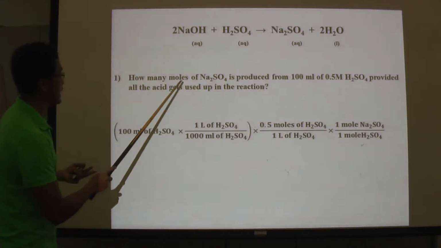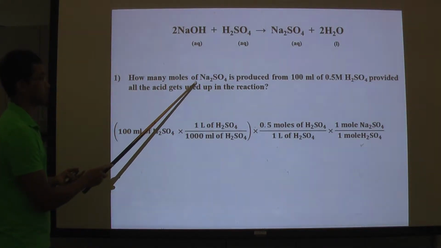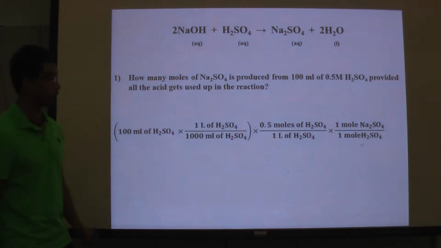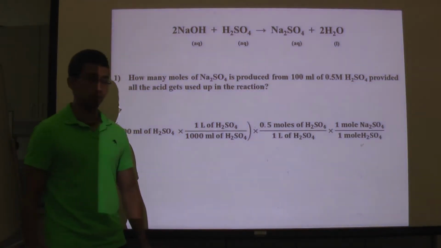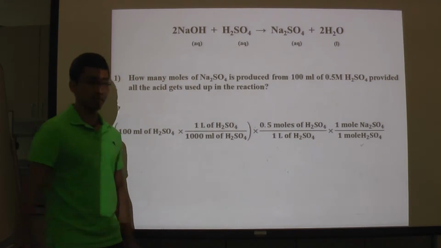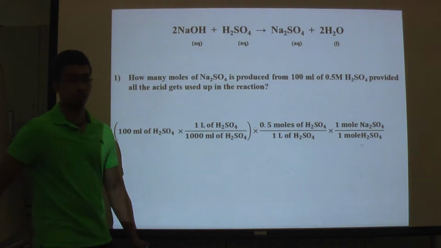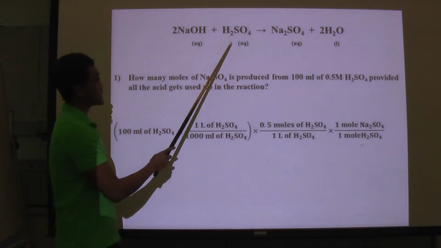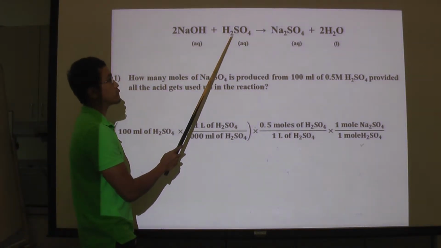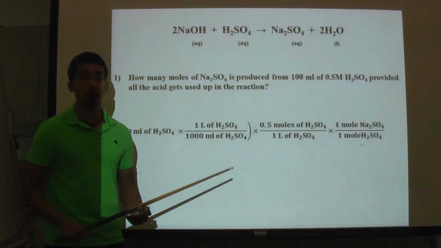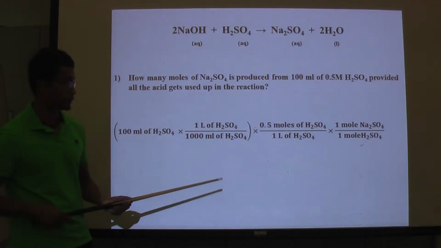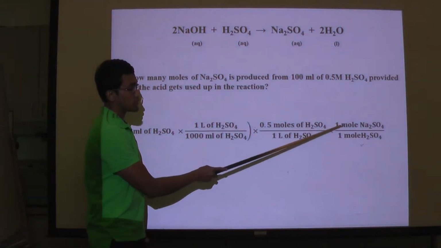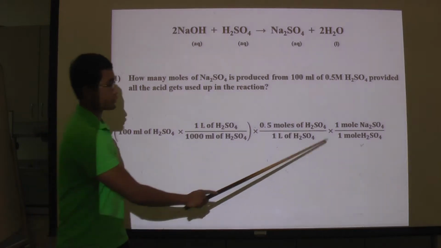Now we are not done yet, because after we find out the number of moles of sulfuric acid, the final question asks us to find out the number of moles of sodium sulfate. So we have to look at the relationship between number of moles of sulfuric acid and number of moles of sodium sulfate. And where can we get it from? From the balanced chemical equation. The balanced chemical equation tells us that 1 mole of sulfuric acid will produce 1 mole of sodium sulfate. So that's the ratio that we have to multiply with the first part.